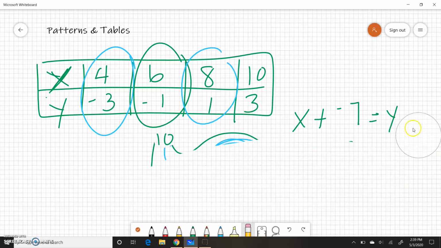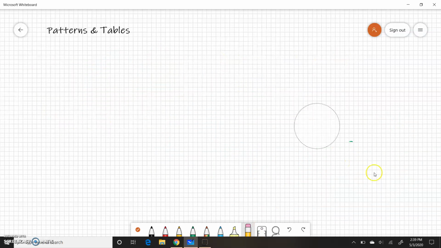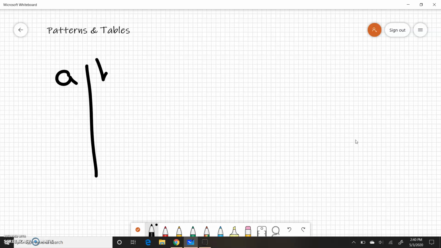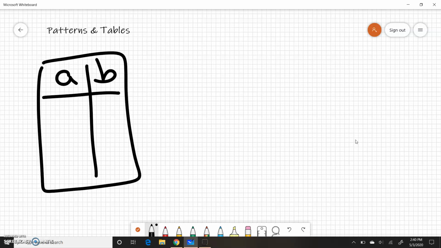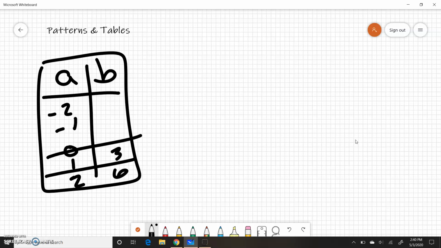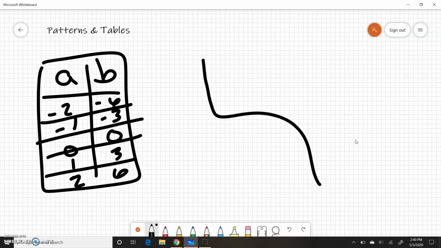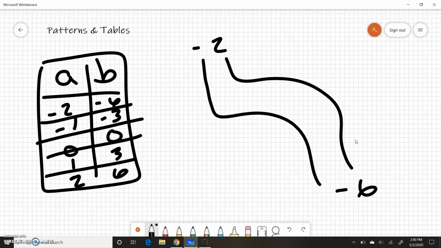Okay, let's look at another one here. Just same concept. They're going to give you a chart and you have to figure out what is the rule. So this time they're going to give you an A-B chart. And it's going to be -2, -1, 0, 1, 2. And we got a 6, a 3, a 0, a -3, and a -6. Okay, so same concept. I have my function machine. So I put in a -2 and I get a -6. So I could add a -4.